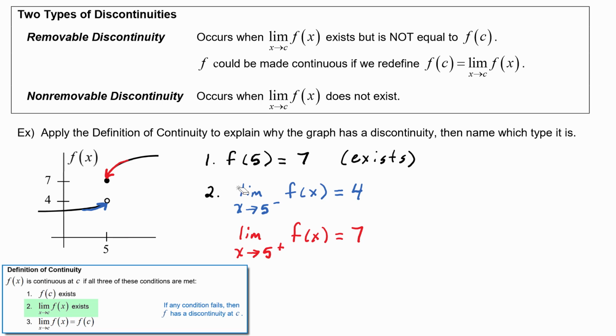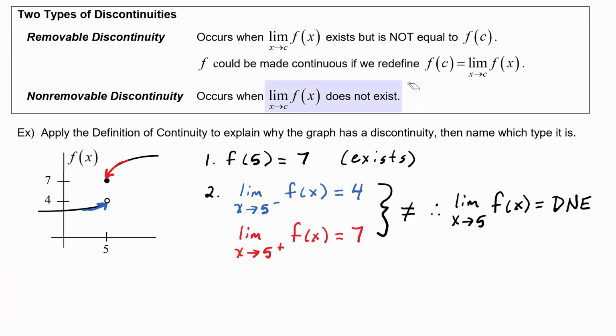Now, because the limit from the left of 5 and the limit from the right of 5 are different values, that means the two-sided limit as x approaches 5 of f of x does not exist. Now, when the limit as x approaches c of f of x does not exist, and of course, in our case, c is 5, that tells us that we have a non-removable discontinuity.